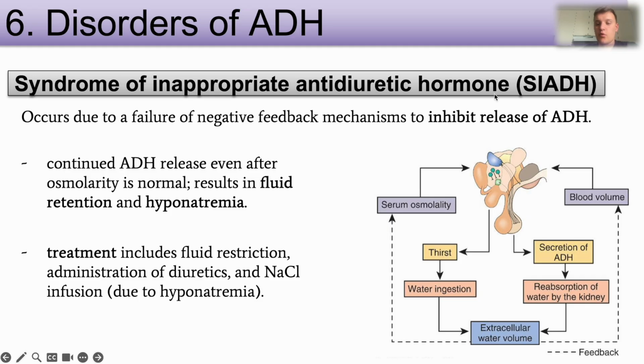So this other one is called the syndrome of inappropriate antidiuretic hormone. This is an endocrine problem. It occurs due to a failure of negative feedback mechanisms to inhibit the release of ADH. So continued ADH release, even after osmolarity is normal, results in fluid retention and hyponatremia.